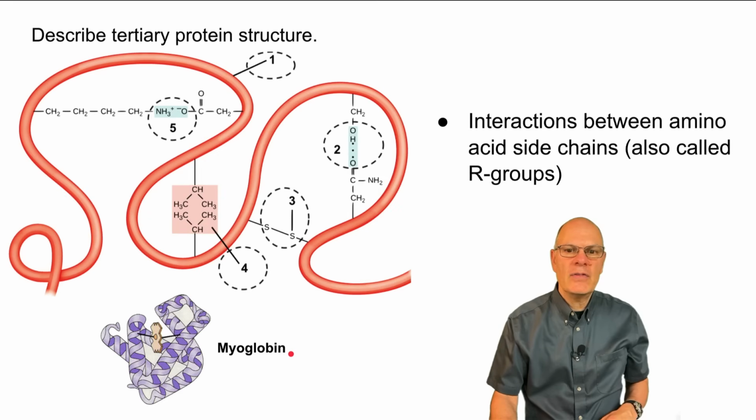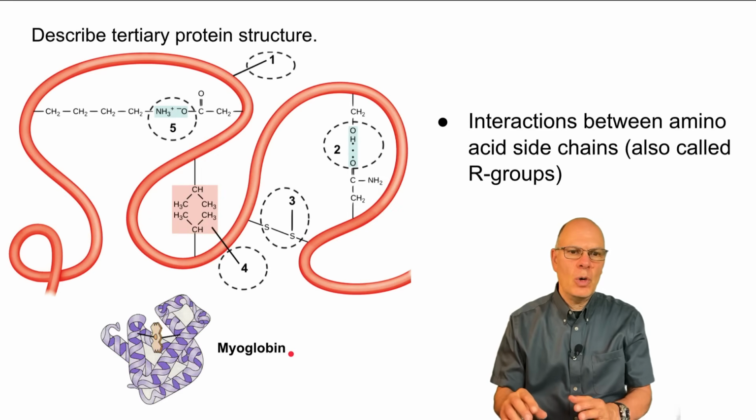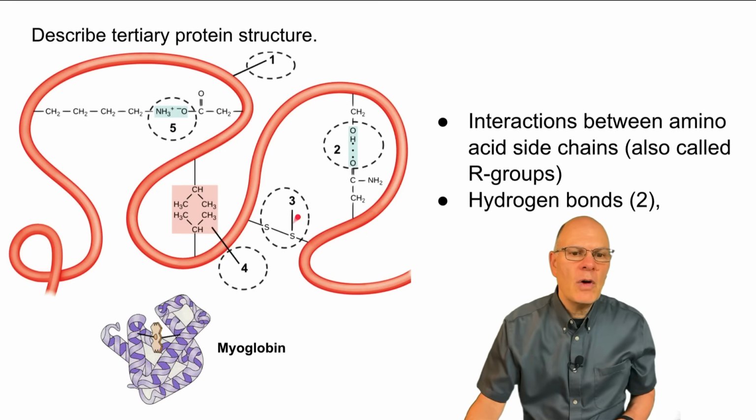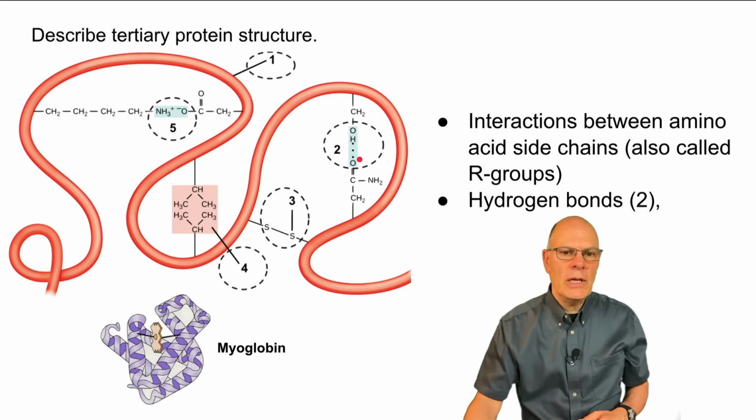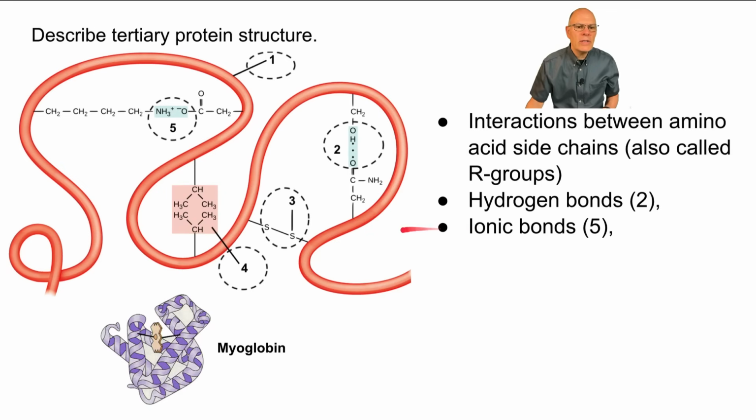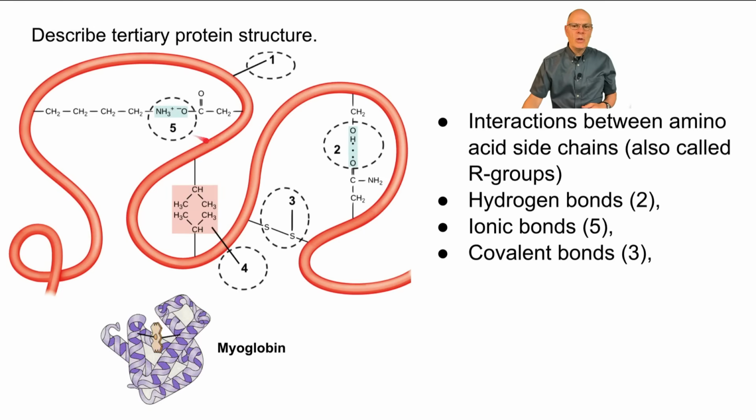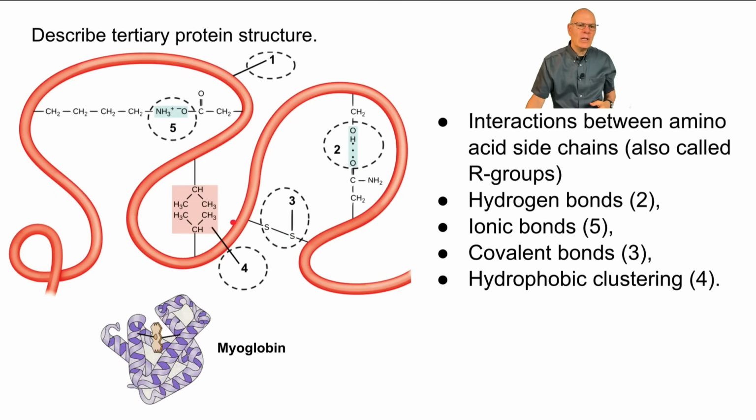Tertiary structure involves interactions between the side chains, or the R groups, and there are a couple to know about. First of all, there are hydrogen bonds, shown at number 2. There are ionic bonds, shown at number 5 over here. There are covalent bonds, shown at number 3. That was between two sulfhydryl groups, another one of the functional groups. This is a covalent bond that's very important in really tightly holding that protein into a specific shape. And then finally, you have what's called hydrophobic clustering, where non-polar side chains will cluster together, avoiding water.